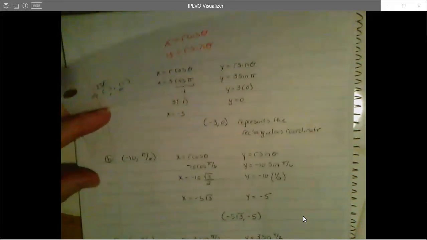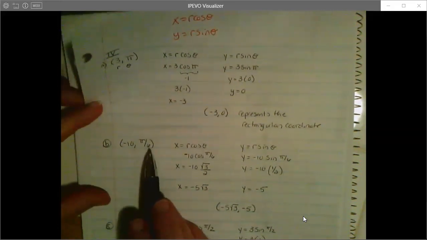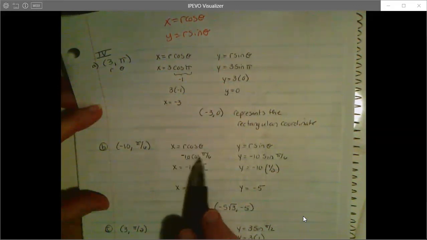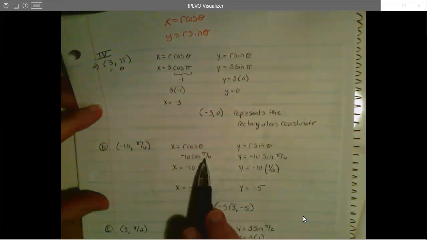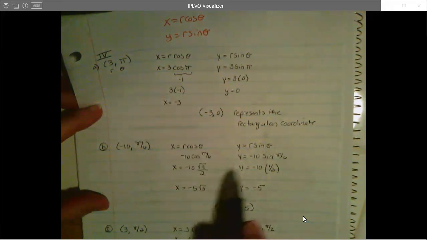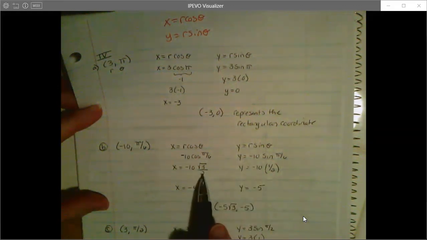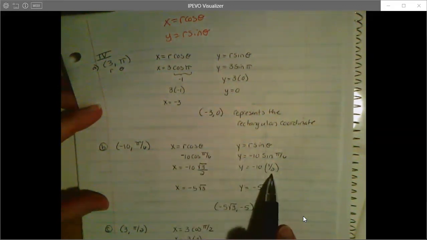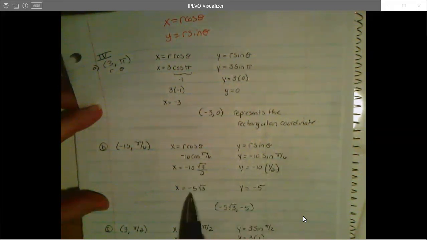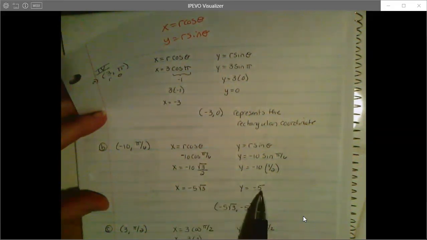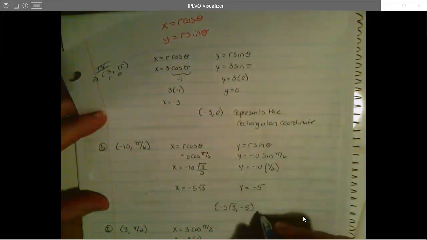Okay, so let's try the next example. I've got -10 and pi over 6. We're going to do the same two formulas. r is -10, pi over 6 is theta. Cosine at pi over 6 is square root of 3 over 2. Sine at pi over 6 is 1/2. So I get -10 times this, -10 times this, which is -5 square root of 3 and -5. So my x coordinate is -5 square root of 3, and my y coordinate is -5. That's my rectangular coordinate.